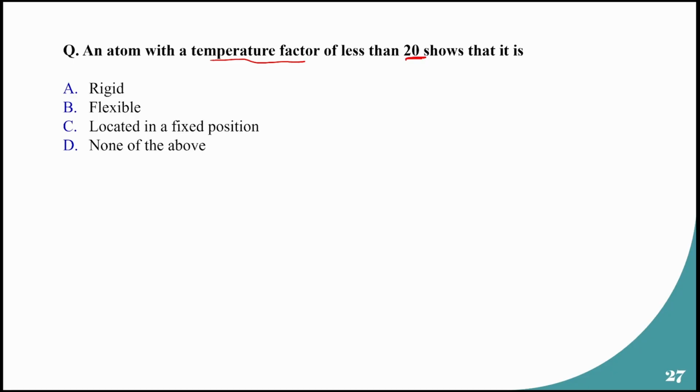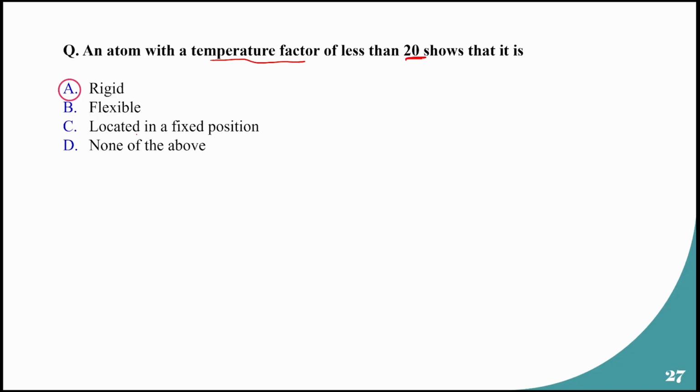So yeah, option A, I think I see in the chat. So it should be rigid, right? Because less than 20 means that the B factor is quite low. Its thermal fluctuations caused by thermal motions are also quite low. And that means that it is essentially a rigid amino acid residue.